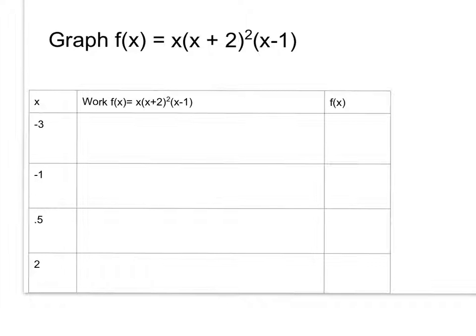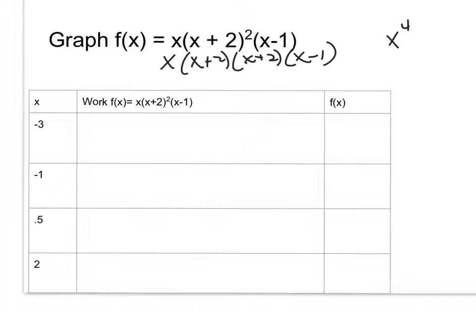Alright, so for the last graph we are going to graph x times x plus 2 quantity squared times x minus 1. And you will see that this is actually a fourth degree equation, and the reason why it's a fourth degree equation is because this means x times x plus 2 times x plus 2 times x minus 1. So this quantity squared means that you write it twice, so that you can easily see that this has 4 factors, so this will be an x to the fourth degree equation.